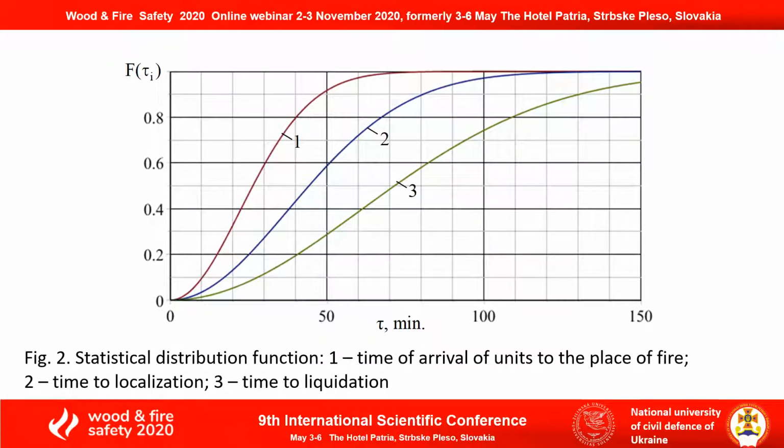On the basis of the obtained values of the mathematical expectation, the probability density and the distribution function of times were constructed. The analysis of the figure shows that after the beginning of a fire, within an hour, the probability of arrival of emergency and rescue units is more than 95%, localization 70%, and liquidation 40%.